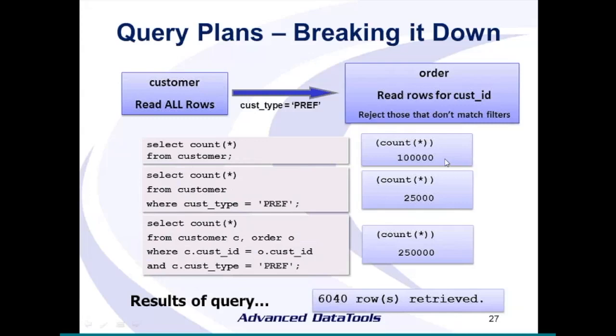Now let's take a look at how many rows we filtered out. Remember, we had our filter of cust type equals pref. By doing a query on here, we see we needed 25,000 rows. That meant we read 100,000 rows, but we only needed 25,000. We threw away 75,000 rows.